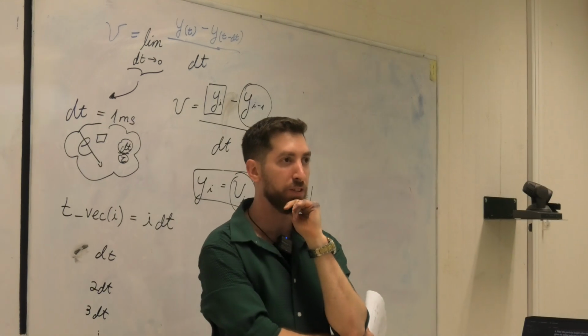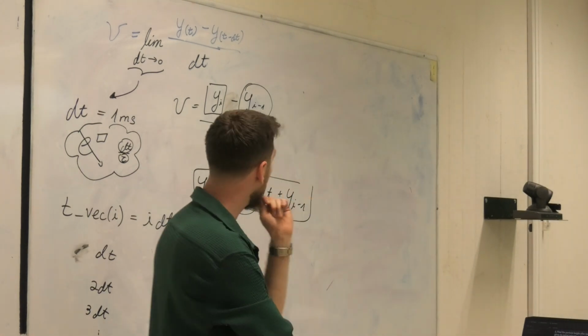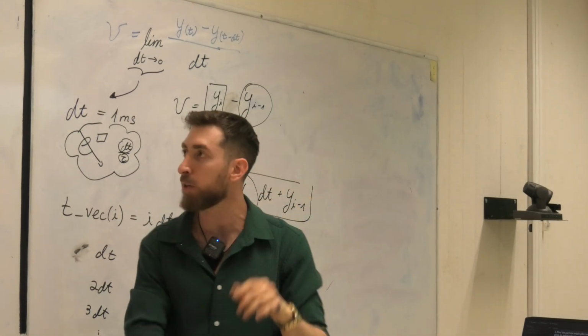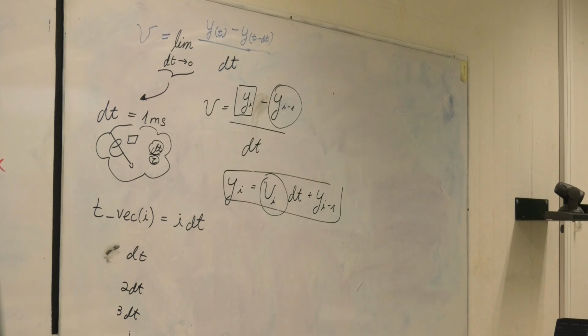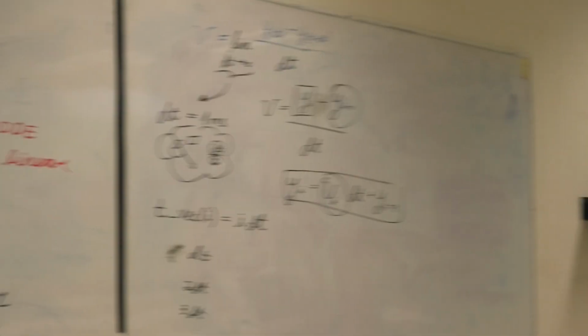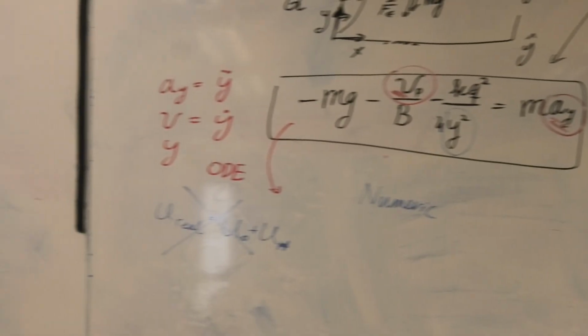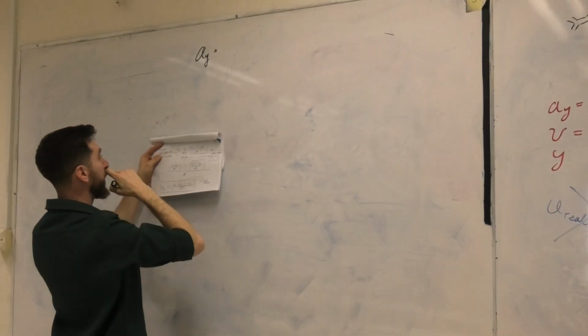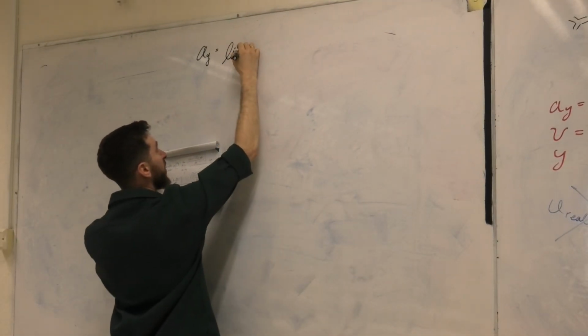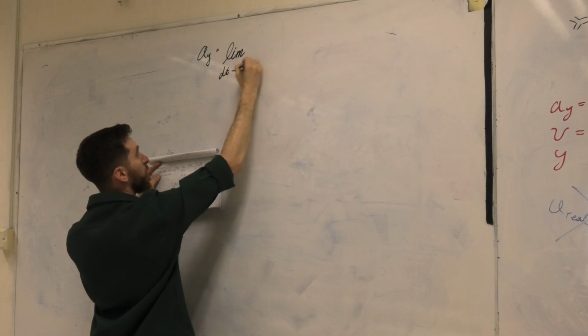What are we dealing with? We are dealing with the acceleration term also. You see it here? So what is the acceleration term? In a similar way, let's go to this side of the board. We can say that a_y is equal to the limit of dt going to 0.